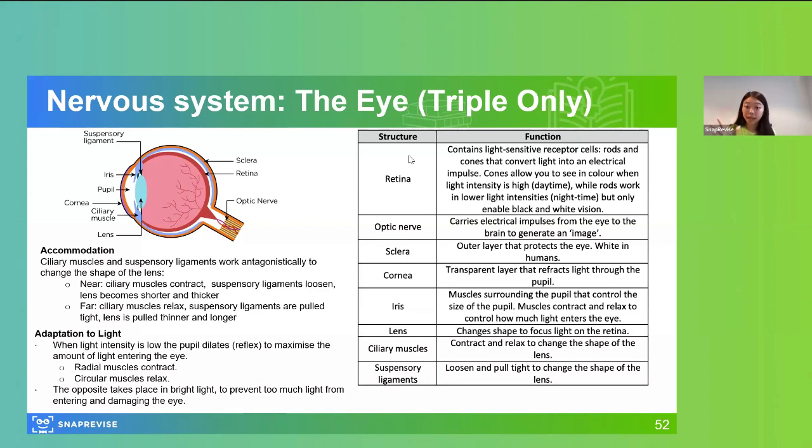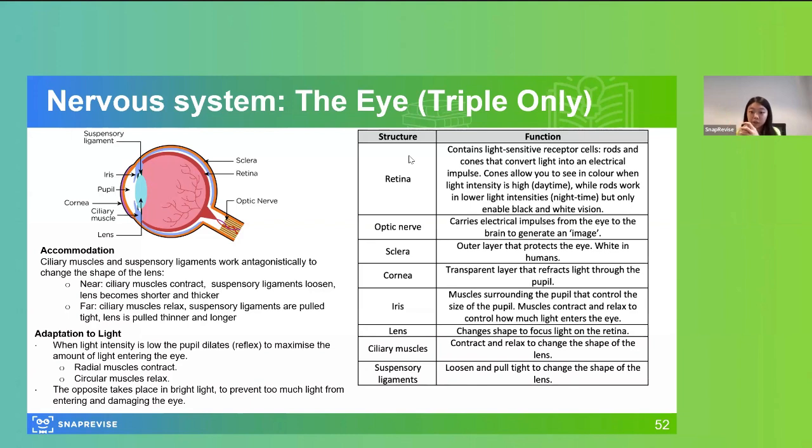If there's dim light, so it's very dark, you want more light to enter your eyes because you want to be able to see. You want to be able to figure out what's going on in the dark. In this case, your radial muscles are going to contract and your circular muscles are going to relax. And this causes your pupil to then dilate. So it works very similar to the distances, where they work antagonistically, where one contracts and one loosens. This is the same thing. One contracts, one relaxes.